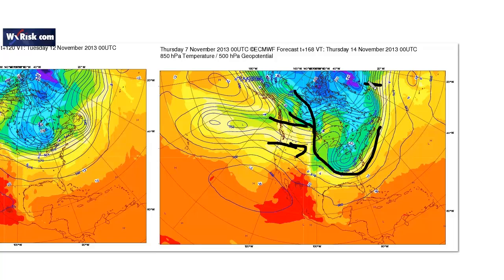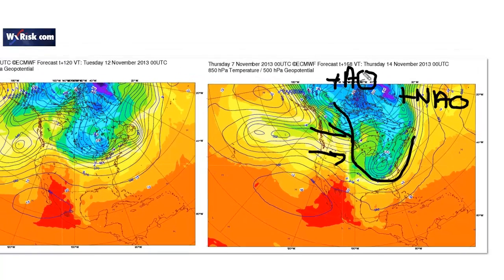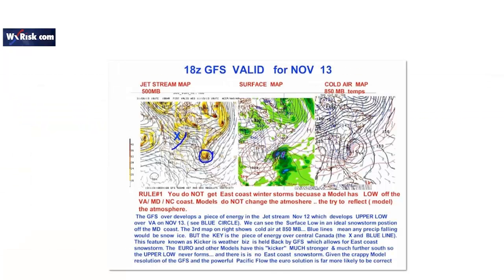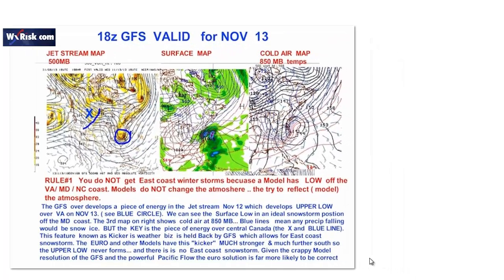Also, there's a positive NAO here, as you can see, and we also have a positive Arctic Oscillation. I've said this to you many times before: you don't get snowstorms simply by having a big L on the weather map. You have to have these features in place first, and we didn't have them, which is why I was so skeptical of it. Now, this was the 18Z GFS that came out also, I believe on the 6th, and this got everybody all excited.